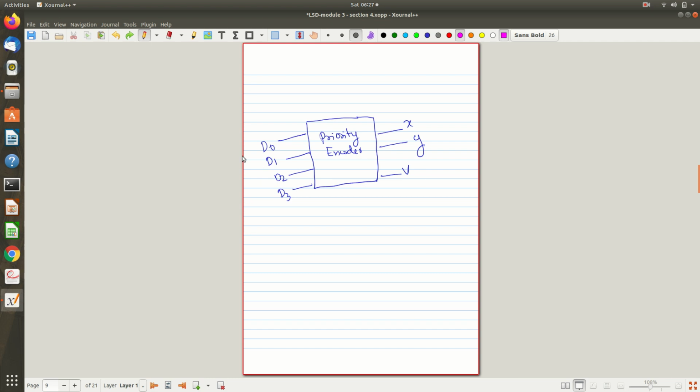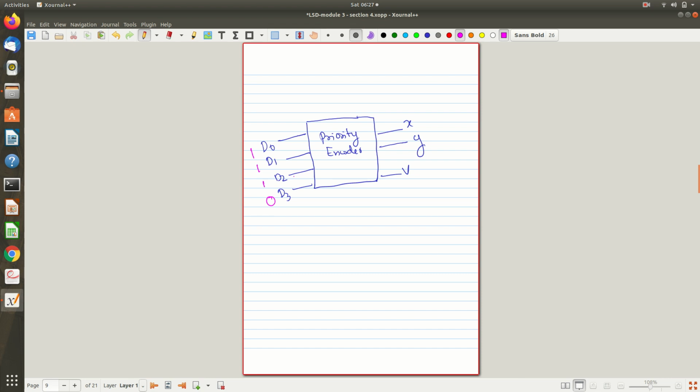Now let me tell you another case. Suppose I am giving the input like 0, 1, 0, 1. I am giving something random. Now also you can see that D0, D1 is 1, D3 is 1, and the highest priority is for D3. So D3 will be given as the output. I mean you will get the output as 1, 1. Sorry.